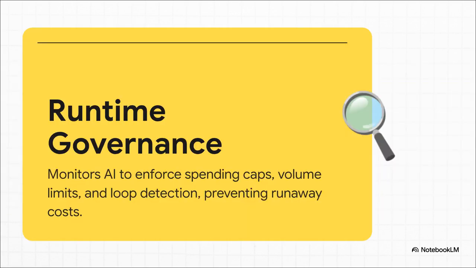Let's just focus on that last part, because it's so important. Runtime governance is your financial safety net. It's constantly watching for things like infinite loops, and it enforces hard spending limits, protecting you from getting an accidental and massive bill at the end of the month.